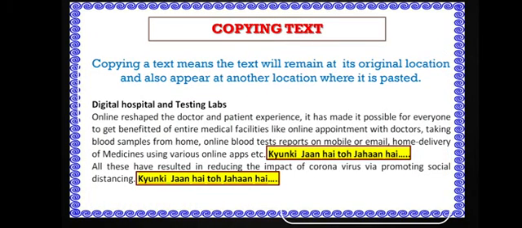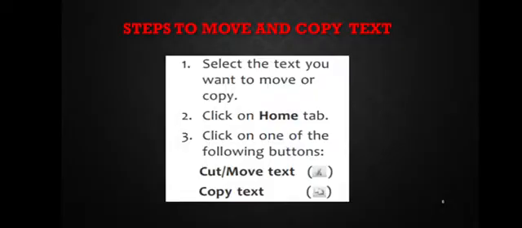Copying text. It means the text will remain at its original location and also appear at another location where it is pasted. You can just look at line number 4 or 6. Both are having the same text. This is called copying text. Steps for the same are: select the text which you want to copy, click on the Home tab, click on one of the following options which you would like to apply, and then click on the Paste option.